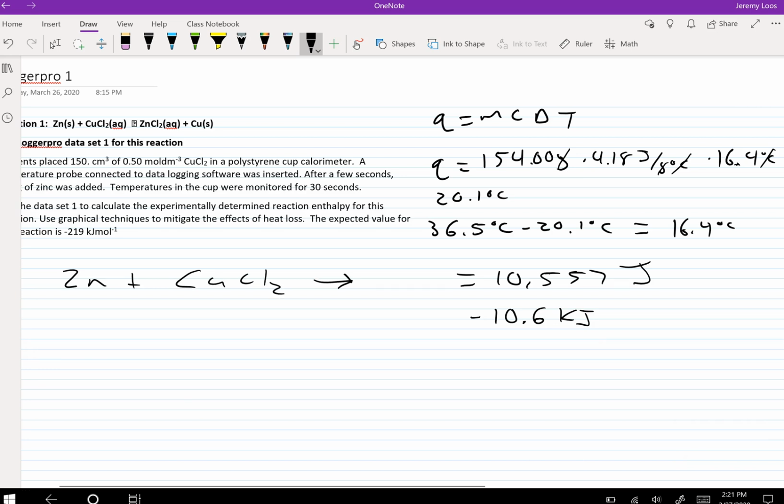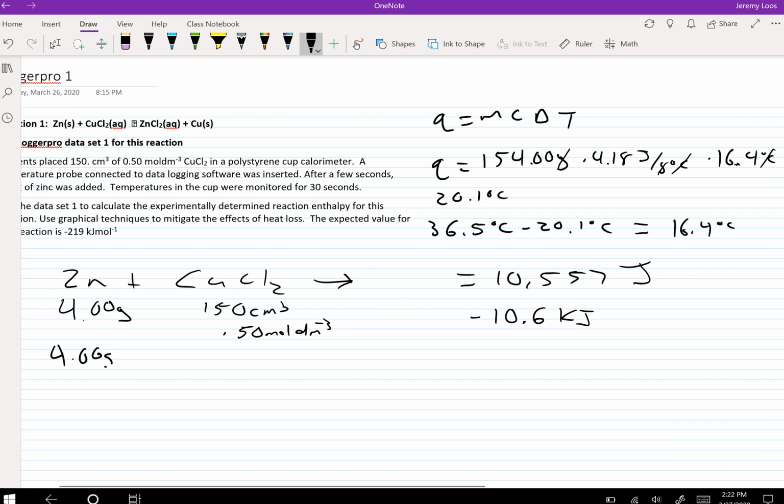Because unfortunately, we have to think about limiting reagents here. It says we have 4 grams of zinc. Now, zinc's a solid. And then it says we have 150 cubic centimeters of 0.50 mole per cubic decimeter copper chloride. So what I should do is change both of these to moles. And that way I can make the comparison.